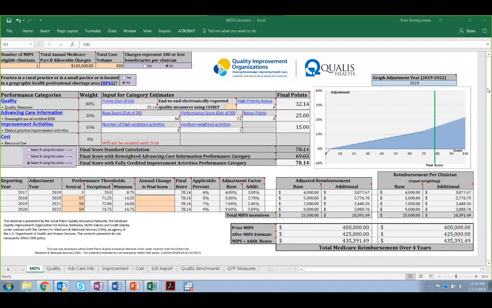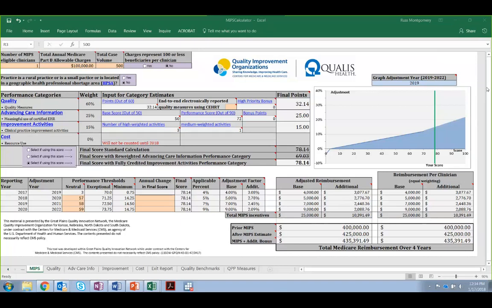I'm getting another question here that says, is it possible to use this data to submit MIPS measures? Can this tool submit directly to CMS? Unfortunately, no. This is just a tool to use for your own practice's strategic planning around which measures you may want to report and what your potential adjustment may be.